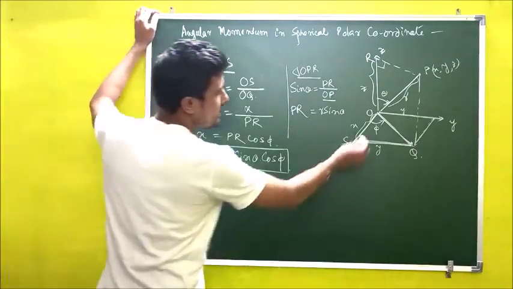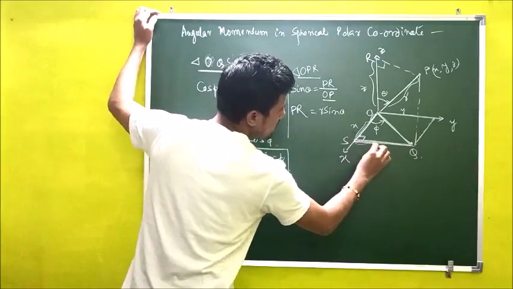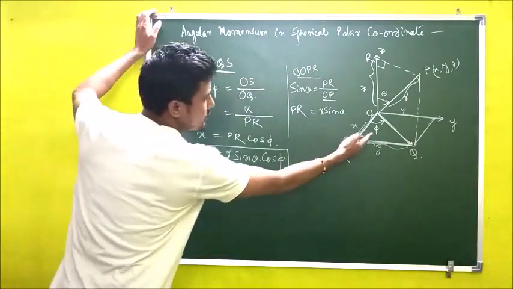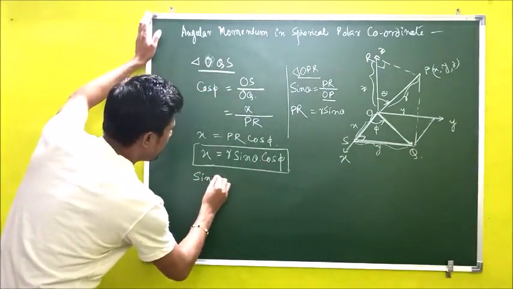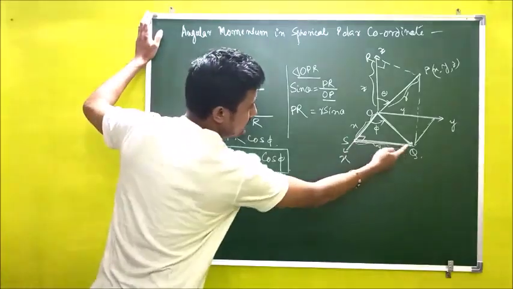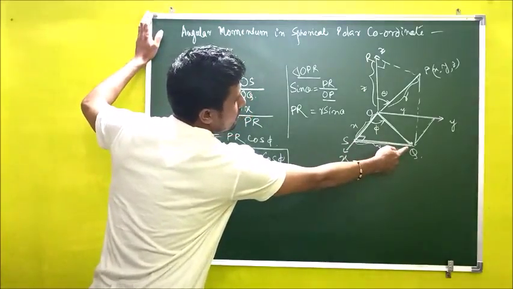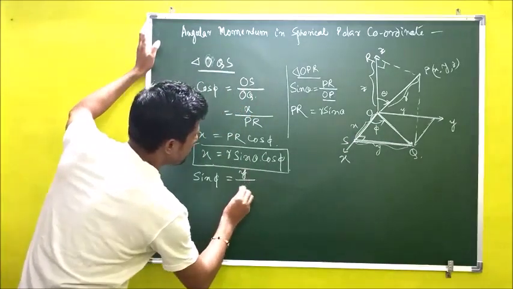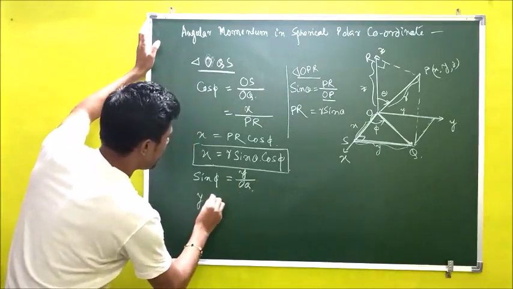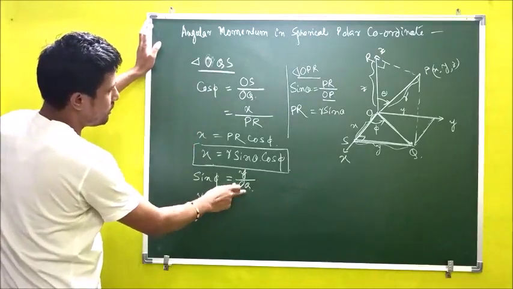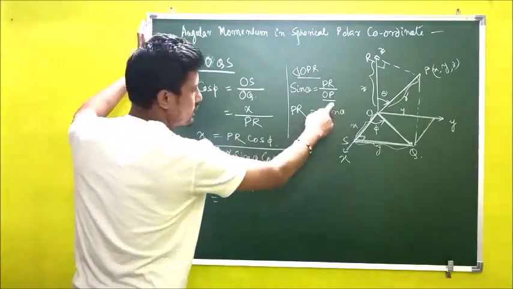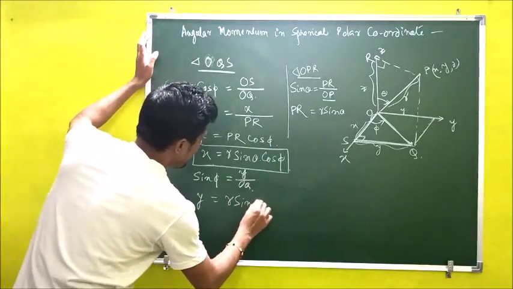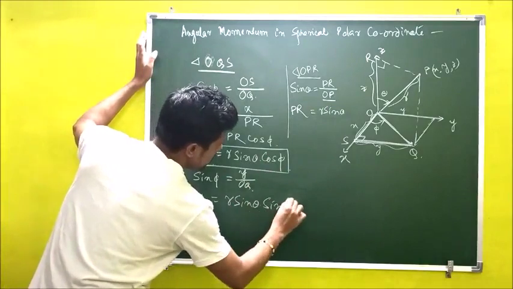For the y-axis, you consider the same angle here, and this length is y. Since it is the perpendicular, now consider the sine of phi. Sine of phi is given by SQ, the perpendicular, divided by OQ, that is y divided by OQ. So y would be OQ, and in place of OQ you can write PR, which is r sine theta. So y equals r sine theta into sine of phi.